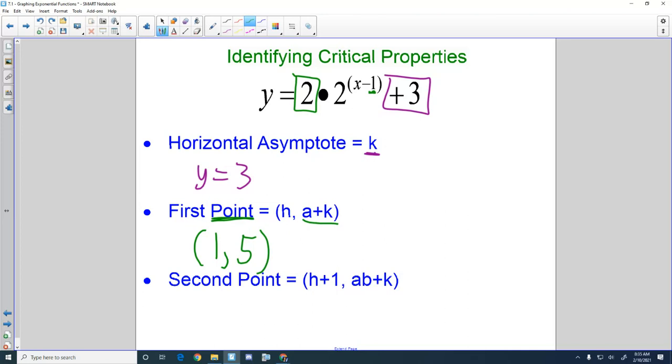And that's because these two numbers are basically your vertical components. The first number is your vertical stretch. The second, that last number, is your vertical translation, your vertical shift. So you add those two vertical numbers together.